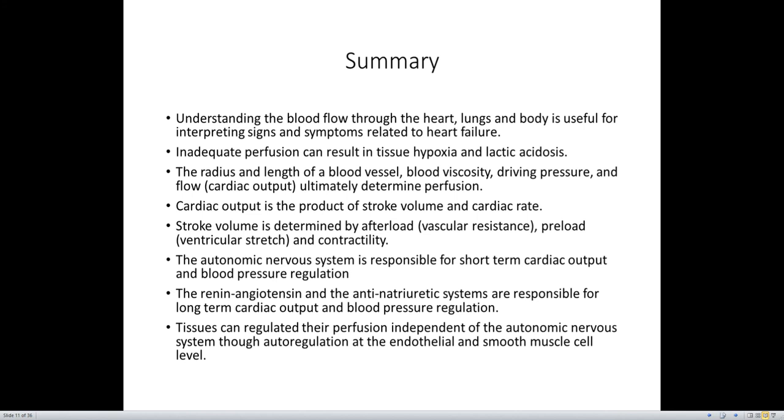Cardiac output is the product of stroke volume and cardiac rate. Stroke volume is determined by afterload, which is vascular resistance, preload, which is ventricular stretch pressure, and contractility. The autonomic nervous system is responsible for short-term cardiac output and blood pressure regulation. The renin-angiotensin system and anti-natriuretic systems are responsible for long-term cardiac output and blood pressure regulation. Tissues can regulate their own perfusion independent of the autonomic nervous system through autoregulation at the endothelial and smooth muscle cell level.